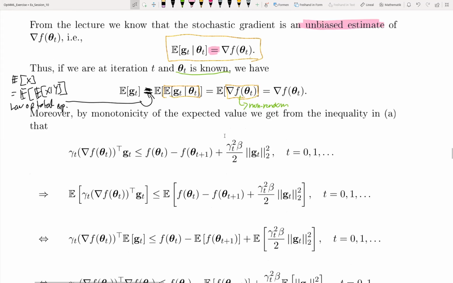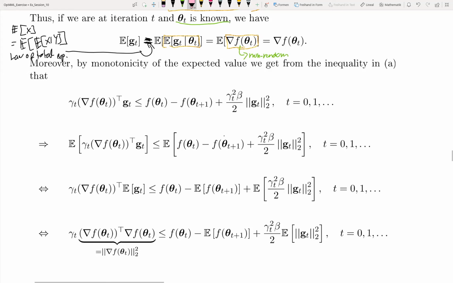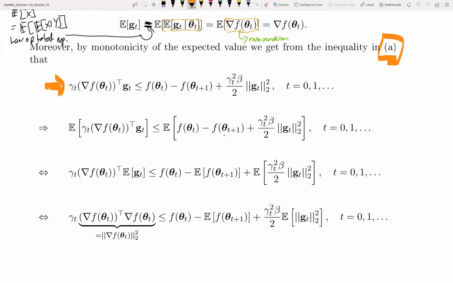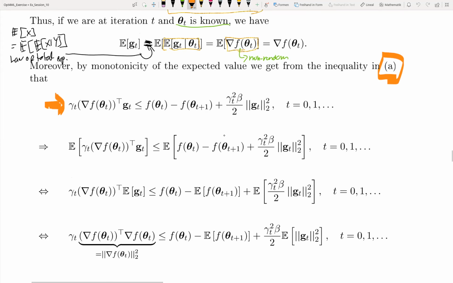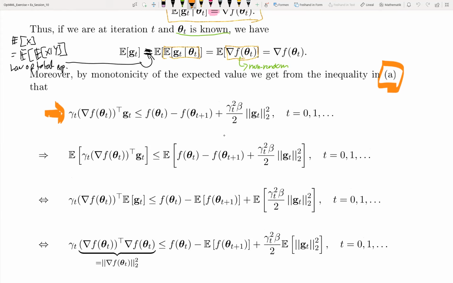Then we have this inequality in A, what we just have shown. This is the A inequality, which we have inferred. Gamma step size times inner product of the full gradient with stochastic gradient is bounded from above by the difference of the function value of the consecutive iterations, and this gamma term, this squared Euclidean term of the stochastic gradient.